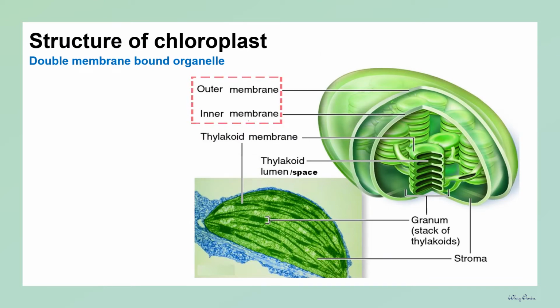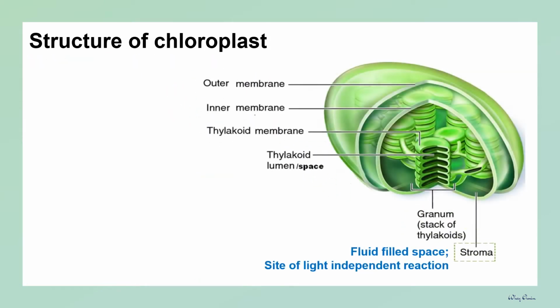Chloroplast is an oval, disc-shaped organelle which is enclosed with two layers of plasma membrane. The outer membrane and the inner membrane are both smooth. The inner membrane of the chloroplast encloses a fluid-filled space called the stroma, which is the site of the light-independent reaction.